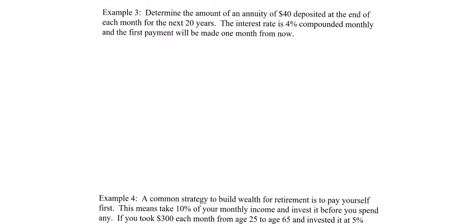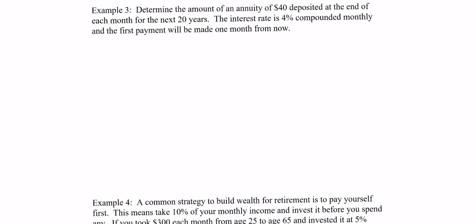Question number 3 is similar. Let's see what happens here. It says determine the amount of annuity if it's deposited at the end of each month for the next 20 years. The interest rate is 4% compounded monthly, and the first payment will be made a month from now. So we'll start. Anytime we have an annuity, we're going to bring out our ARRIN.